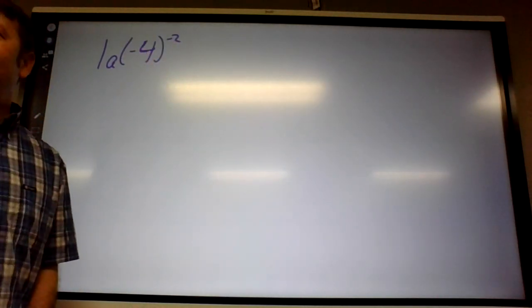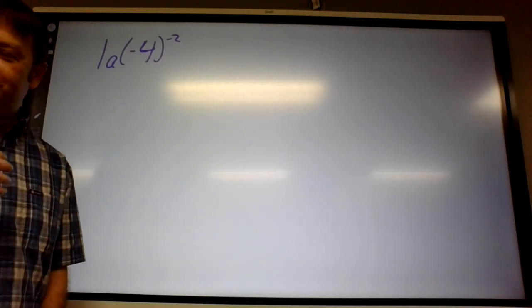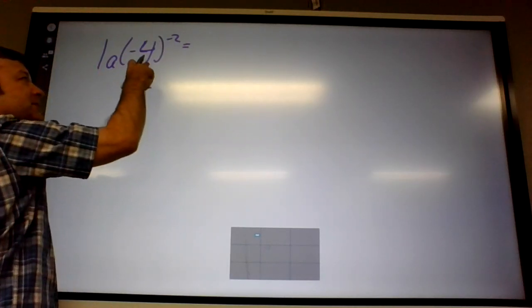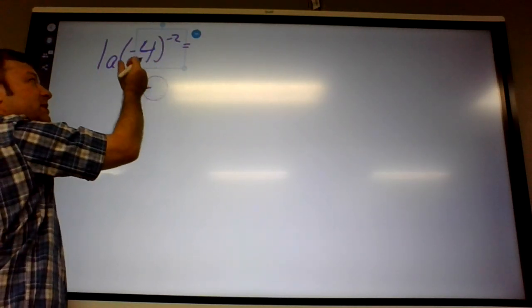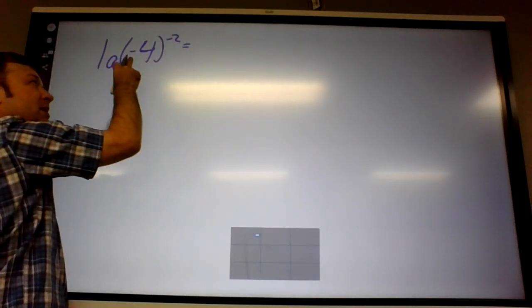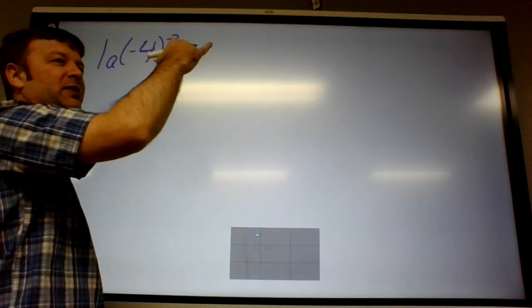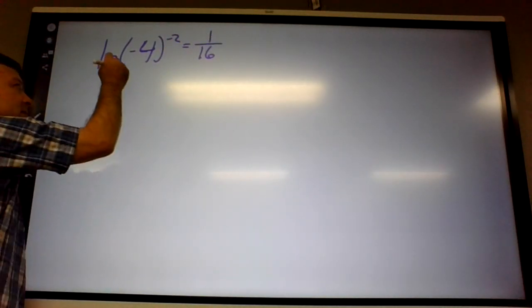Please tell me, you guys know, what does a negative exponent do? Flips it. Thank you, Grant. At least one. Okay, is this going to come out positive or negative? Positive, because when you're squaring, you're multiplying this by itself. So a negative times a negative is a positive. So it's 16, except it's flipped. So what's 16 flipped? 1 over 16. Let's go.